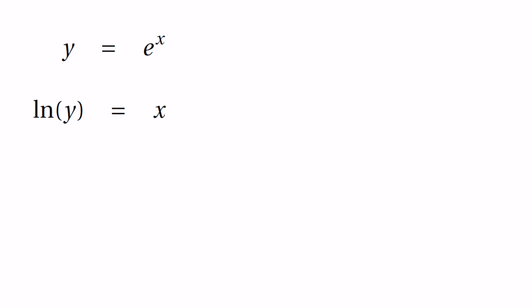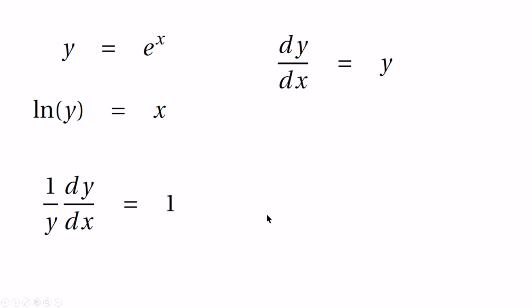We'll use implicit differentiation on the left. We'll say natural log of y. Well, the derivative of natural log of crap is 1 over crap times dy/dx, equals the derivative of x, which is 1. So 1 over y dy/dx equals 1. Now I need to know what dy/dx is, so I multiply both sides by y. So I get dy/dx equals y.